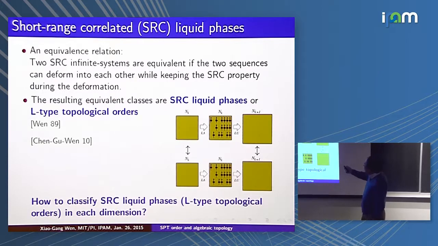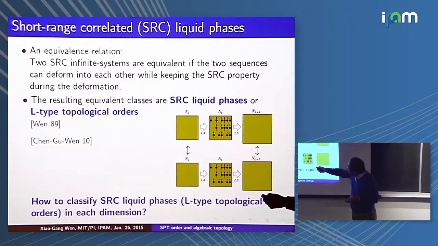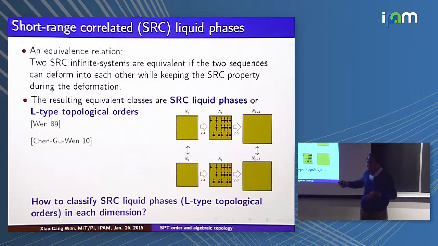Then next we can define a so-called phase. In the previous transparency, I only defined a short-range correlated infinite system. It's one system. That's already a sequence of systems, actually. But now we can define the phase. Phase actually is the equivalence class under an equivalence relation of these short-range correlated infinite systems. So there's an equivalence class, there's an equivalence relation.